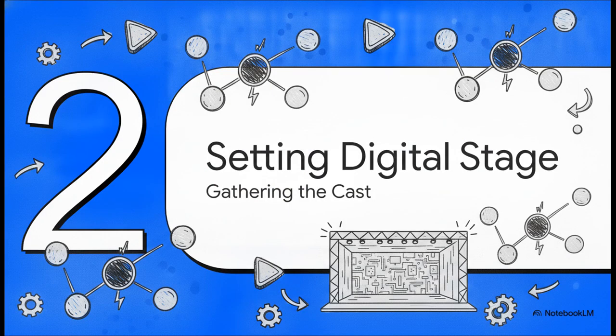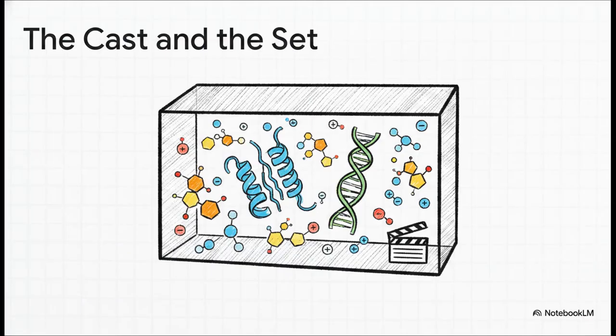Moving on to Section 2. Setting the digital stage, gathering the cast and crew. Look, you literally can't shoot a movie without actors and a soundstage, right? In MD, our cast is the molecular system itself. We've got our main stars like proteins, DNA, RNA, lipids, or drug molecules, which we call ligands. But we also need our background actors to make it realistic, namely water molecules and ions. All of this gets placed inside something called the simulation box. This box perfectly mimics the physiological conditions of the human body. It is, for all intents and purposes, our digital soundstage.